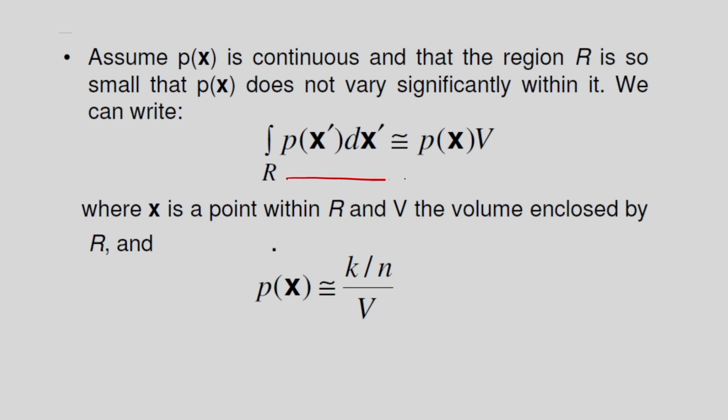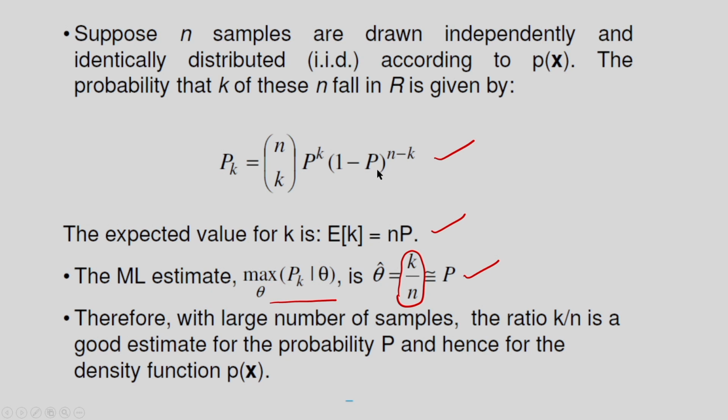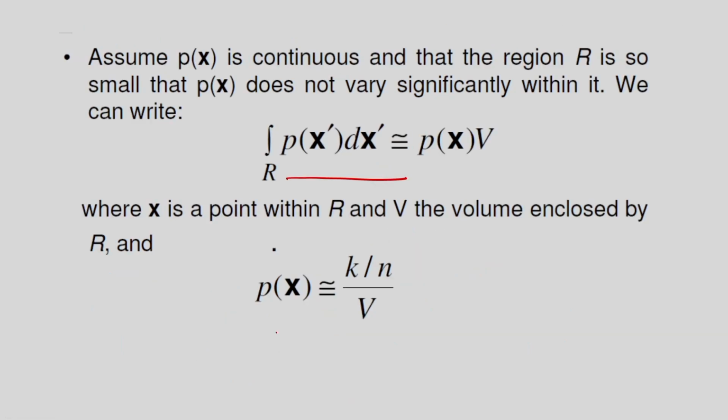So for this I can write like this: the integration of p(x') dx' is approximately equal to p(x) times V. From the previous expression, the probability is nothing but k divided by n, so p(x) is k divided by n divided by V. So by using this expression I can determine the density: p(x) is equal to k divided by n divided by V. Here V is the volume enclosed by the region R, the region I am considering.